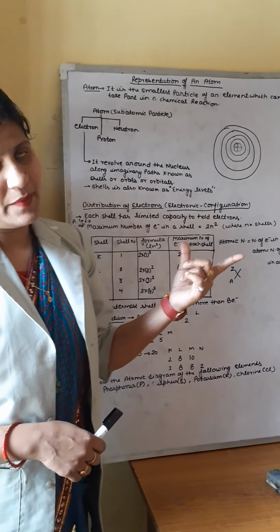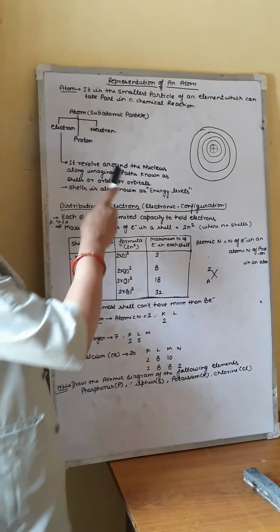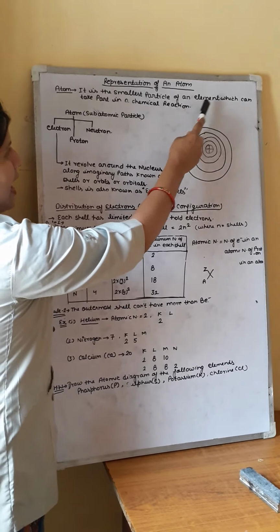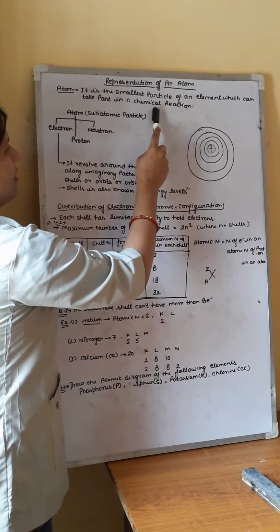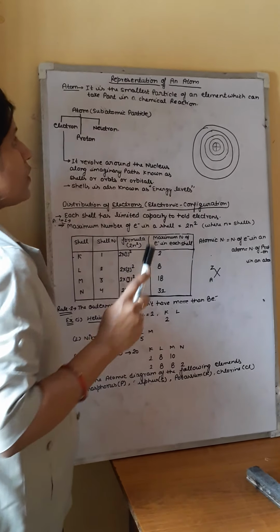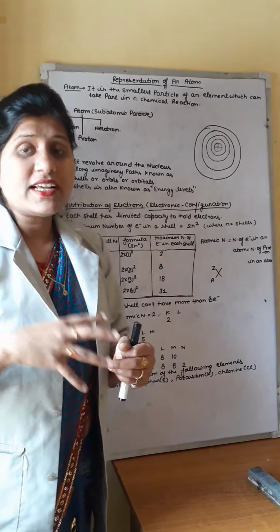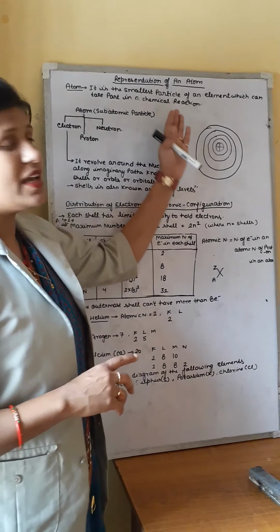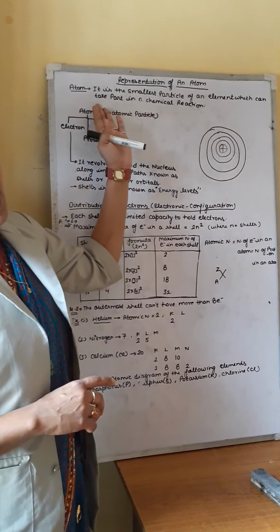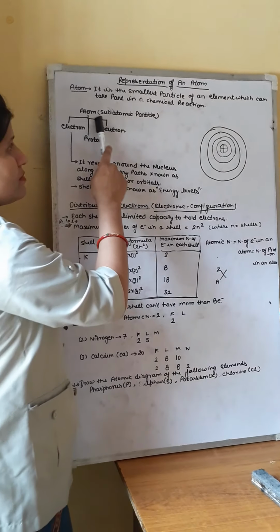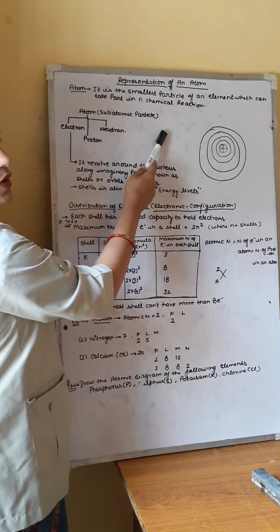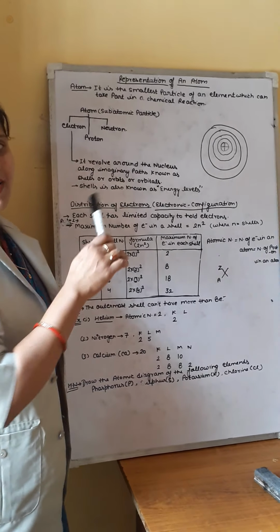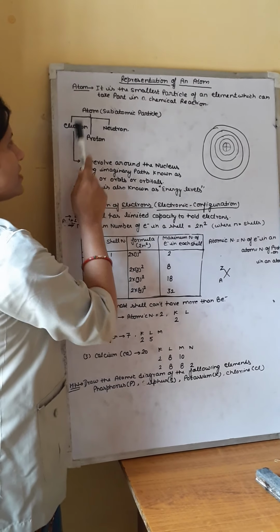Okay, so let's start. Basically, students, what is an atom? An atom is the smallest particle of an element which can take part in a chemical reaction. So we can say that the smallest particle of an element which can participate in a chemical reaction is known as an atom. And an atom is divided into three types of subatomic particles, as you studied in your previous classes. What are these?